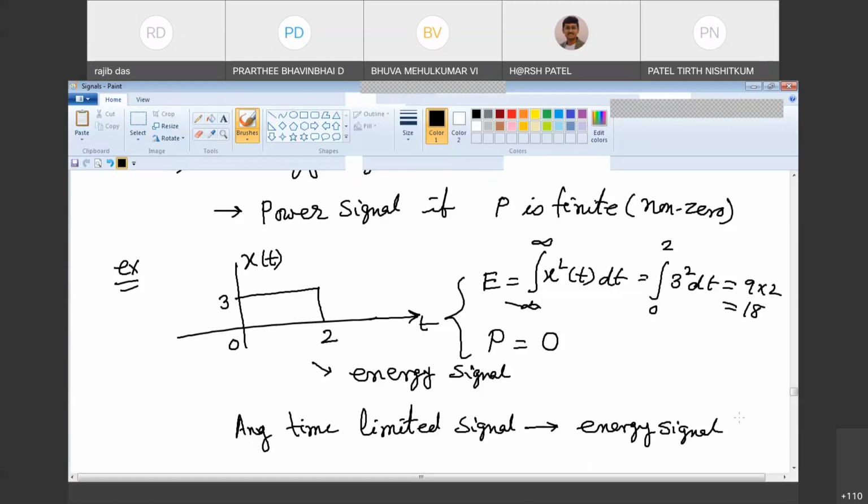So next class we will be discussing a few examples of power signals, and we will show that a time unlimited signal could be a power signal, but its power should be finite. It should not go to infinity. And I'll show you some examples of signals which are neither an energy nor a power signal. Okay. So any question, please?